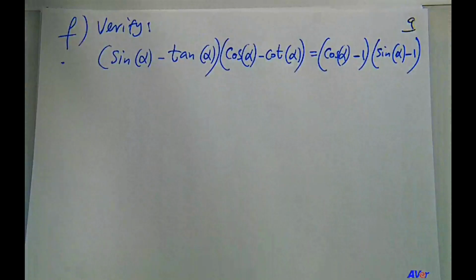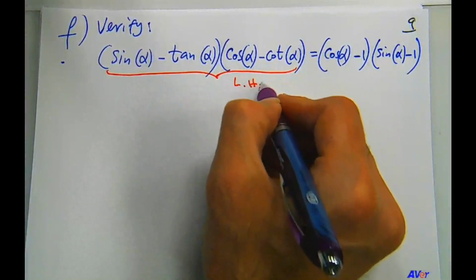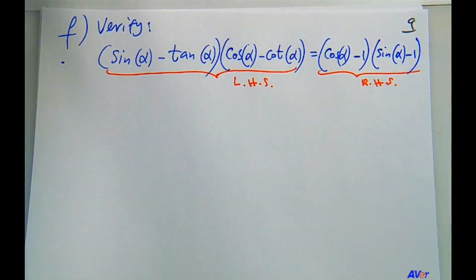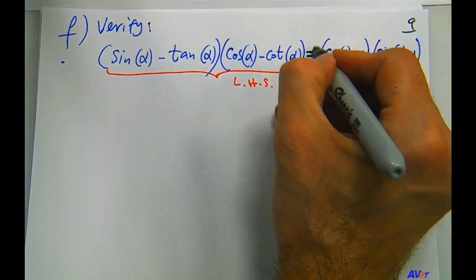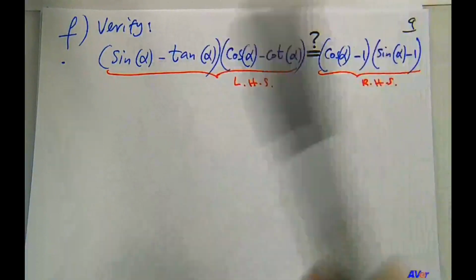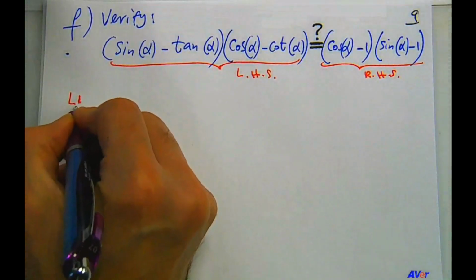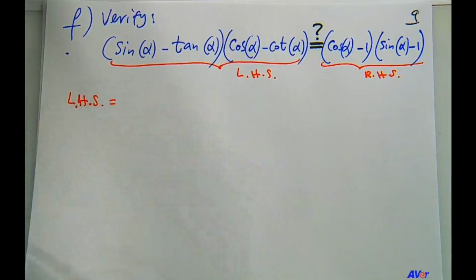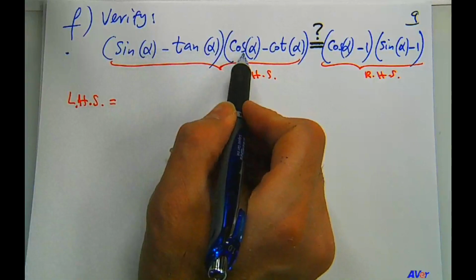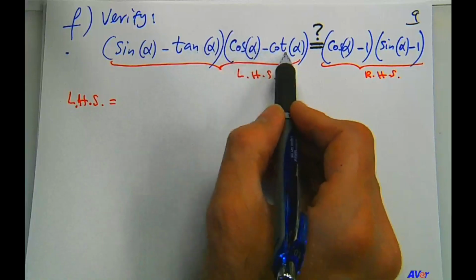All right, so let's begin with the left-hand side, right? This is the left-hand side, and this is the right-hand side. And what we're trying to do is establish whether this equality is true. So we want to simplify this side, compare it with that side. Okay, so the left-hand side is equal to, let's expand this right away. This is just a FOIL, right? We can FOIL this. Sine alpha minus tangent alpha times cosine alpha minus cotangent alpha.